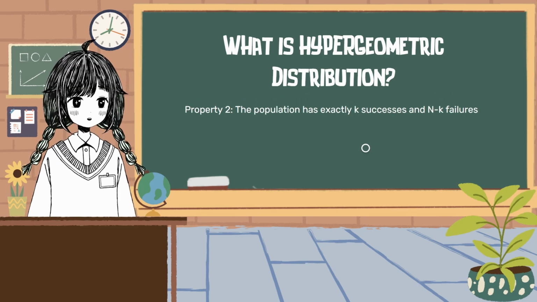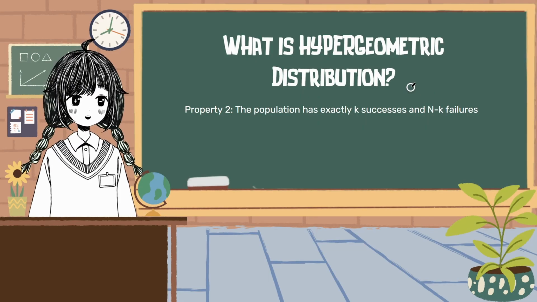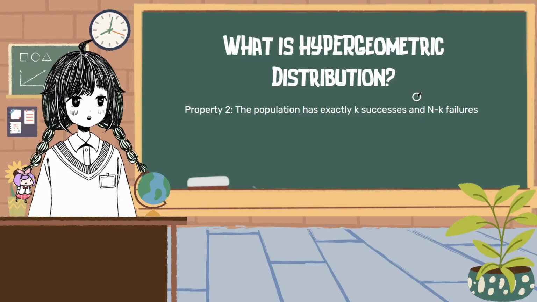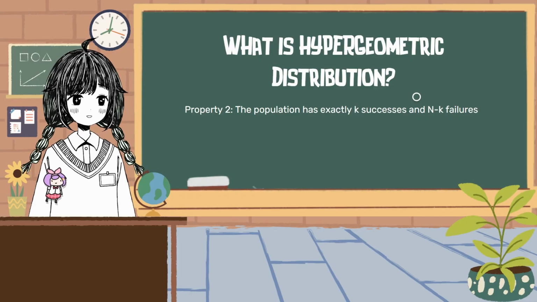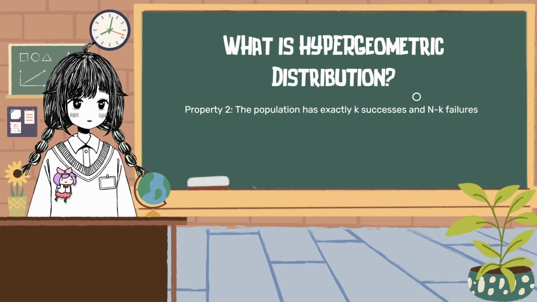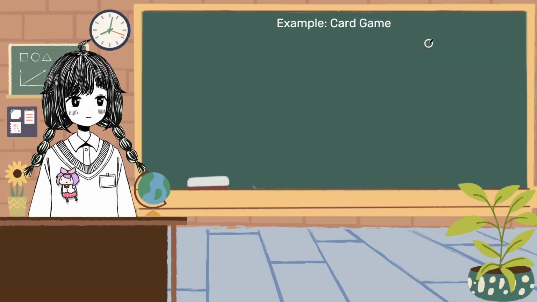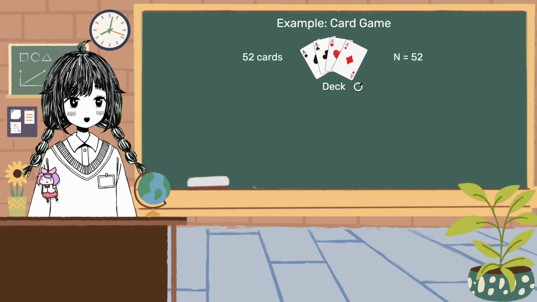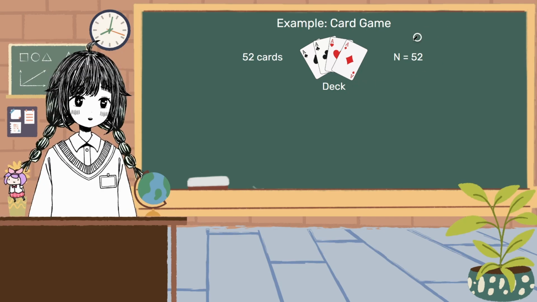Property 2 is the population has exactly K successes and N minus K failures. What it means is you know exactly how many successes exist in the total population before sampling. For example, in a card game, a deck has 52 cards. This is the total population, so N equals 52.